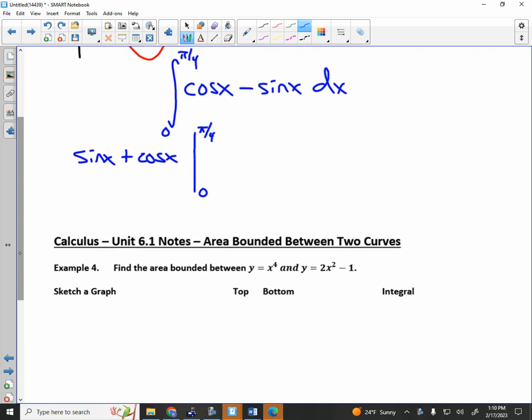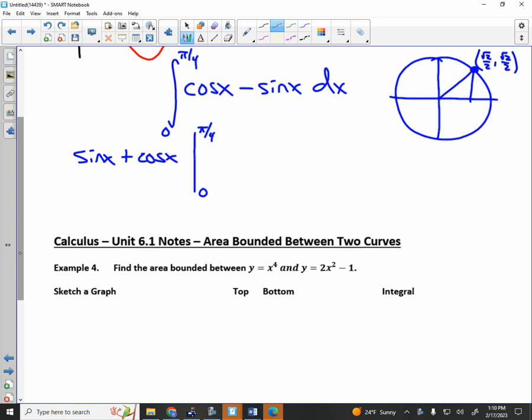So let's plug in pi over 4. We'll draw our little unit circle. Pi over 4 is how many degrees? 45 degrees. And some people see that the coordinate for 45 degrees is root of 2 over 2 and root of 2 over 2. Just a reminder, sine is which value, x or y? And cosine is x.